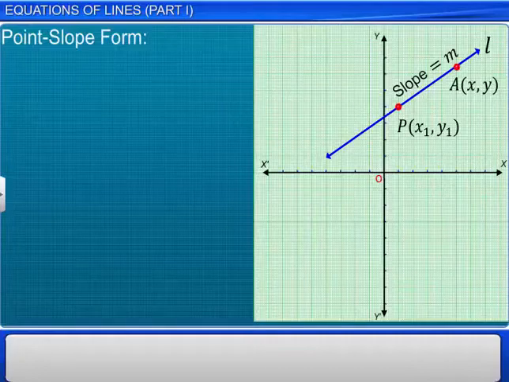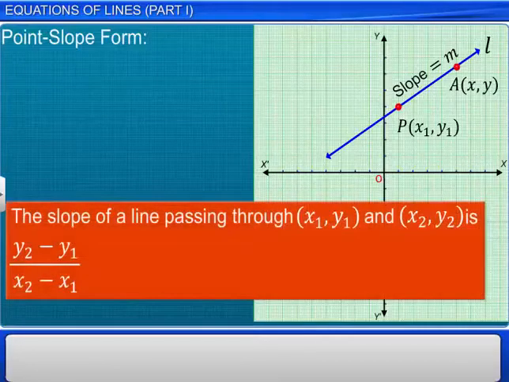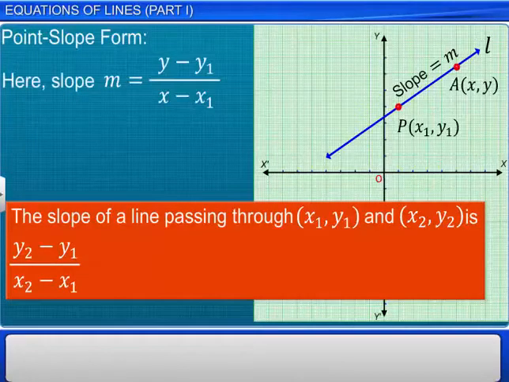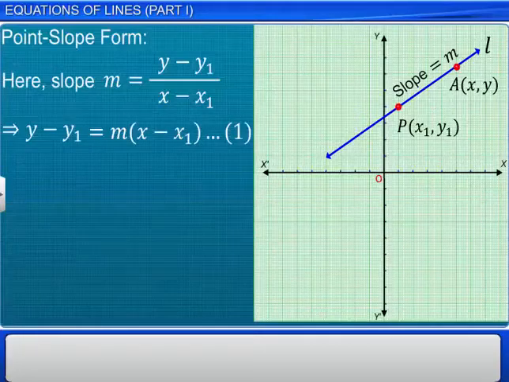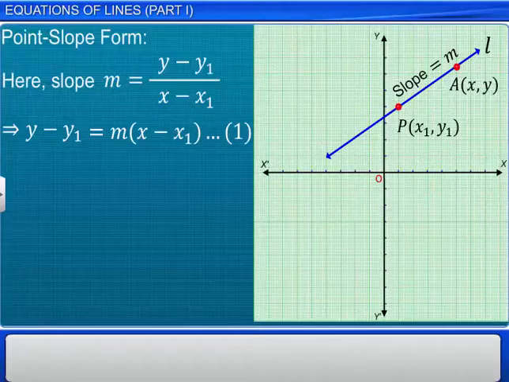Recall the formula for the slope of a line passing through two given points. According to the formula, slope m of line L passing through points A and P is given by (y minus y1) divided by (x minus x1). From the formula for the slope of a line, we get equation 1. A point A can lie on line L only if its coordinates satisfy equation 1.